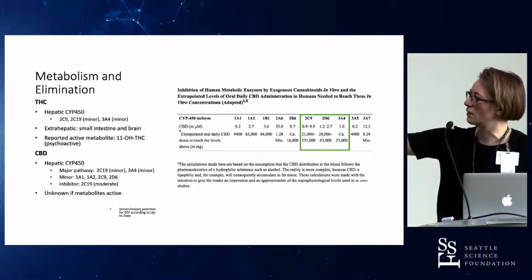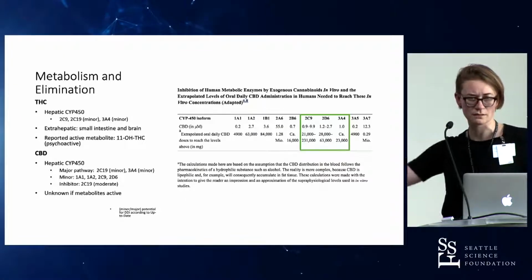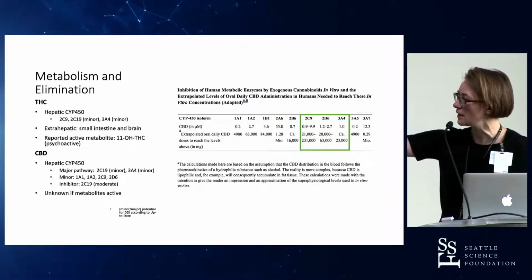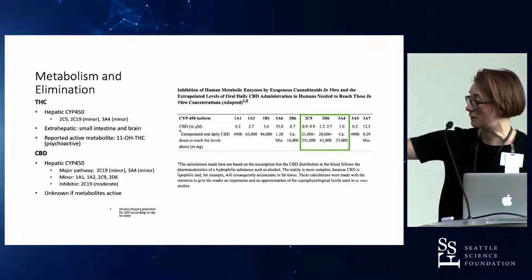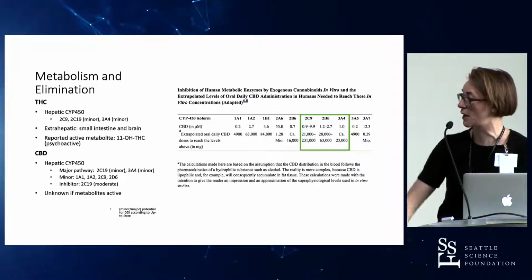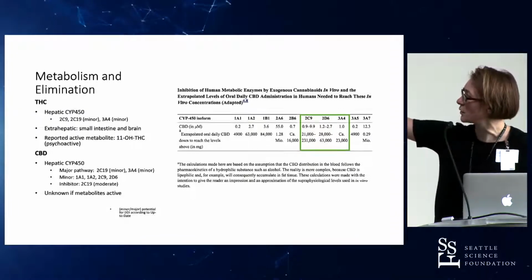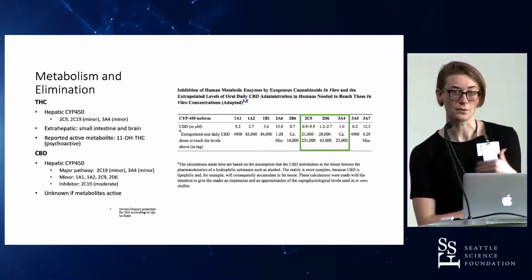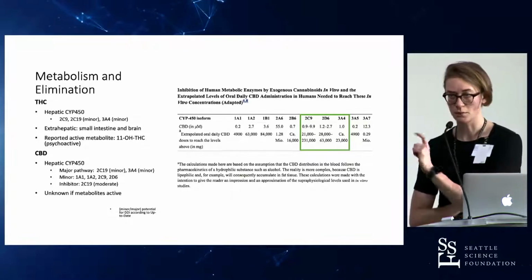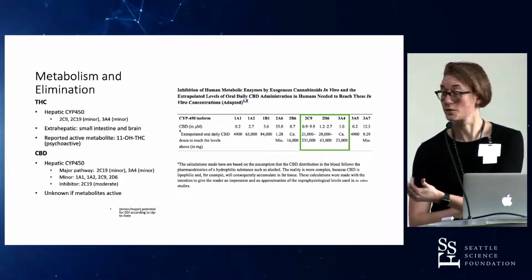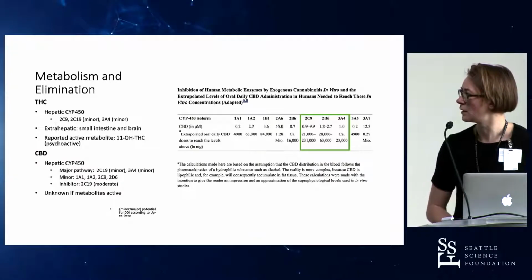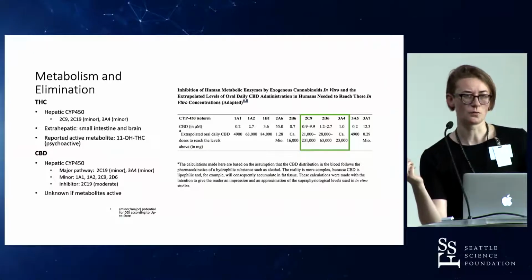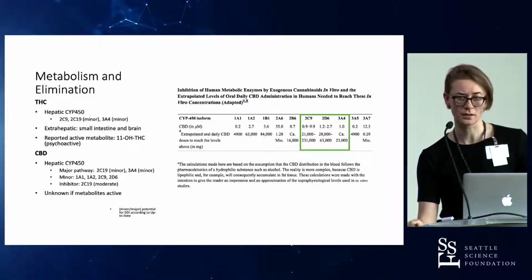But even though these are major enzyme systems, you're not necessarily seeing results. CBD is a minor 2C19 and minor 3A4 substrate, but a moderate 2C19 inhibitor. If you look over in this chart, the amount that they think you would have to consume to see inhibitory effects is much larger than normal daily doses. And so even though these are major metabolic systems, the reported drug-drug interactions have really been quite minor.